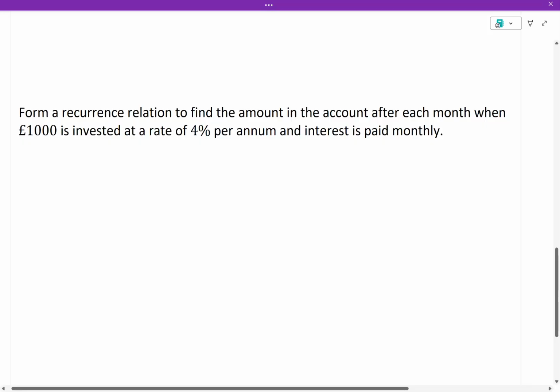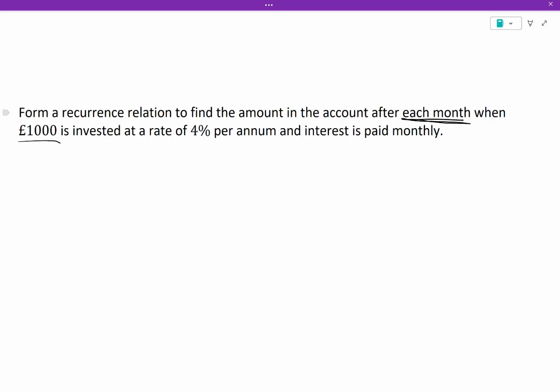So very similar again, there's some slight differences. We need to find the amount in the account after each month rather than year. The amount invested is the same. The interest rate is the same. And remember that is a per year interest rate. But our interest is going to be paid monthly.